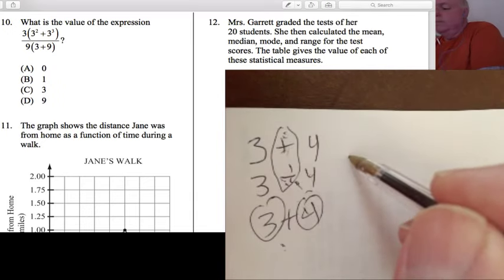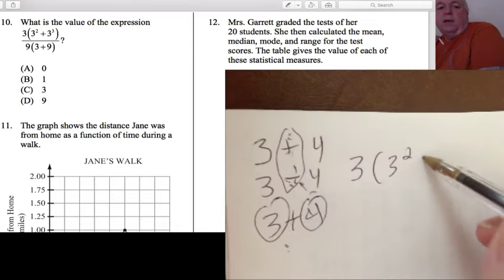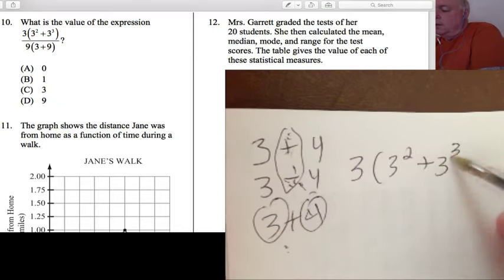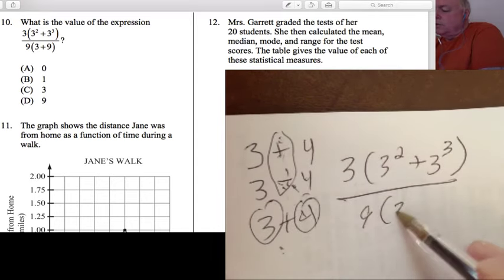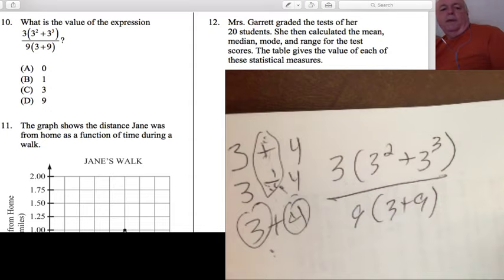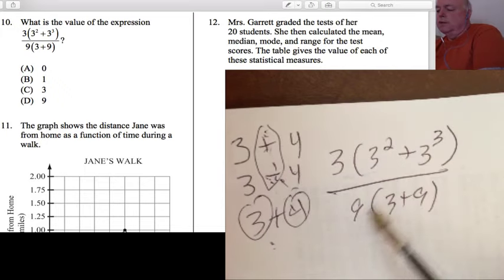All right? So it says 3 times 3 squared plus 3 cubed, over 9 times 3 plus 9. So this is a cutesy one. Let me make sure this is coming out right. Yes, it is. I'm going to double check that I actually copied these exponents right. 3 times 3 squared plus 3 cubed, over 9 times 3 plus 9.